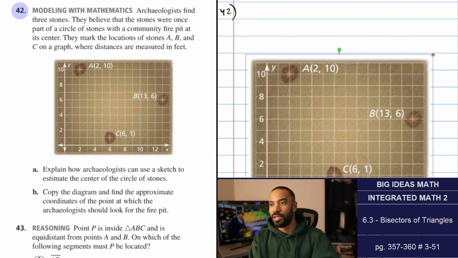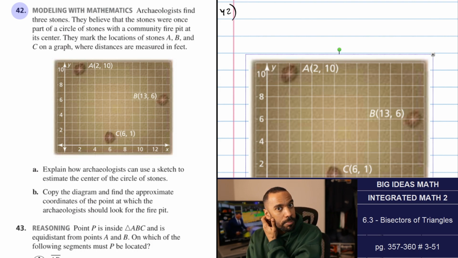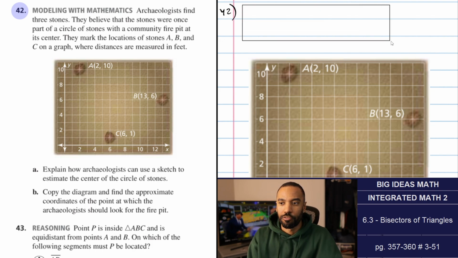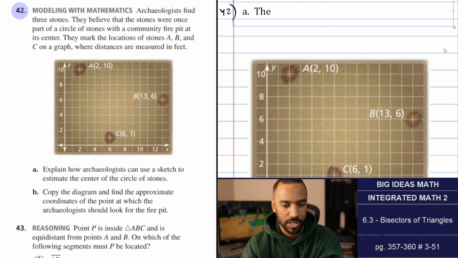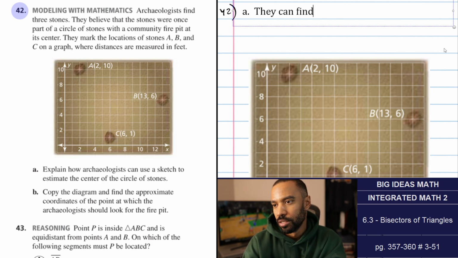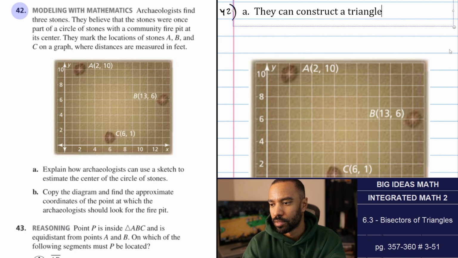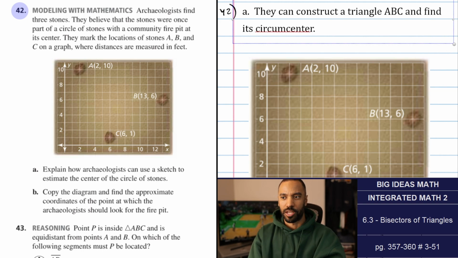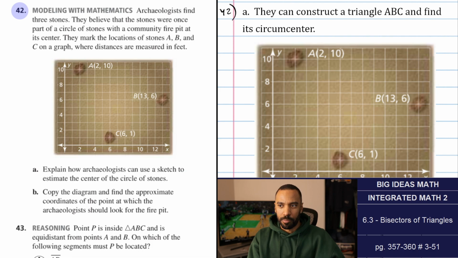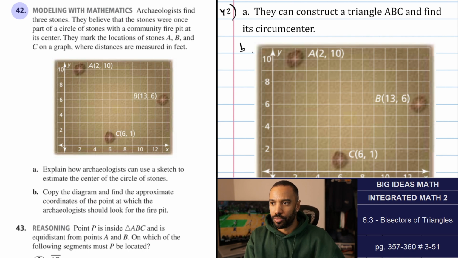So with the circle thing, that means that something would circumscribe this, so we'd be looking for the circumcenter. So for part A, find the circumcenter. How can archaeologists use a sketch? They can find the circumcenter. They can construct a triangle ABC and find its circumcenter. We know how to find a circumcenter, or at least we should. So part B is going to be doing that. So B, here we go. We copied it down. Let's do that. Now this is where we might have to do construction.